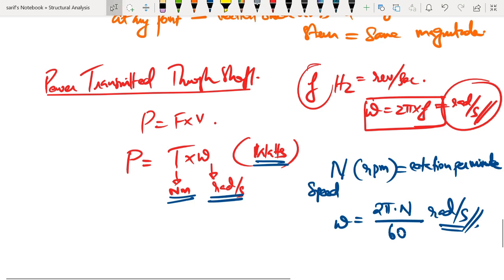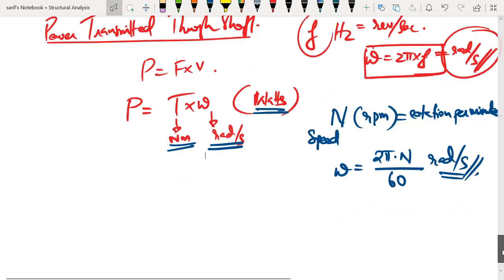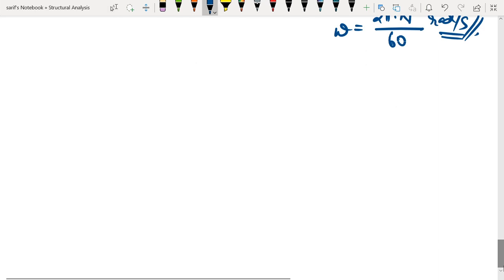And finally, to conclude, let us see what are the assumptions that are used in this particular theory. First one is homogeneous material.